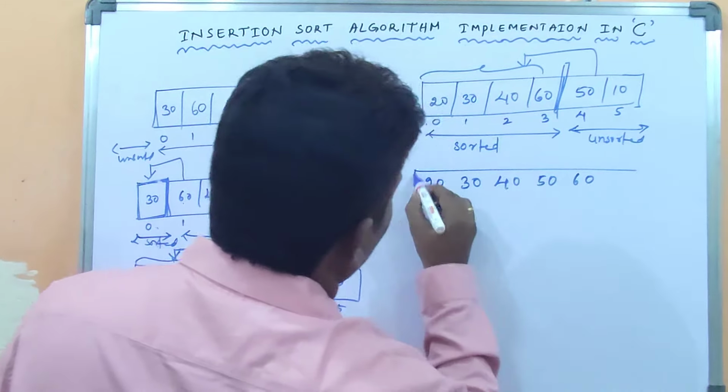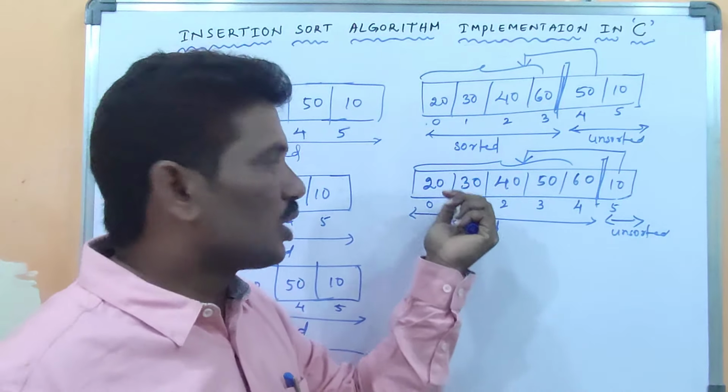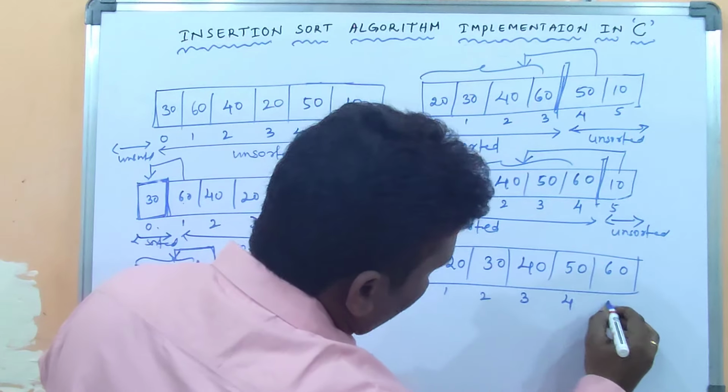Then here, I take one element from the unsorted sublist. That should be compared with the 20. Then automatically the 10 is less than the 20, so it should be inserted before the 20. Then 10, 20, 30, 40, then 50, then 60. 0, 1, 2, 3, 4, then 5.